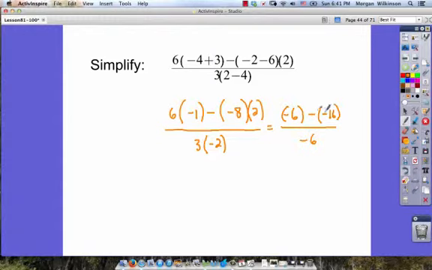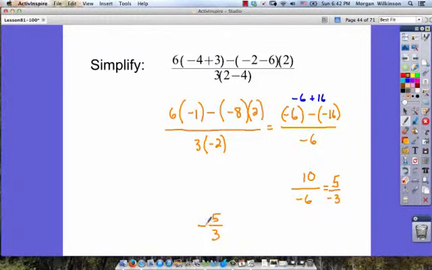Negative 6 minus negative 16, well, that's really the same thing as saying negative 6 plus 16, because the opposite of a negative is a positive. So negative 6 plus 16, well, that's going to give us 10. And we have 10 divided by negative 6, because the denominator is already simplified. Let's cut both numbers in half. We're going to get 5 over negative 3. And that's our answer. The way we could write it is this, negative 5 thirds.